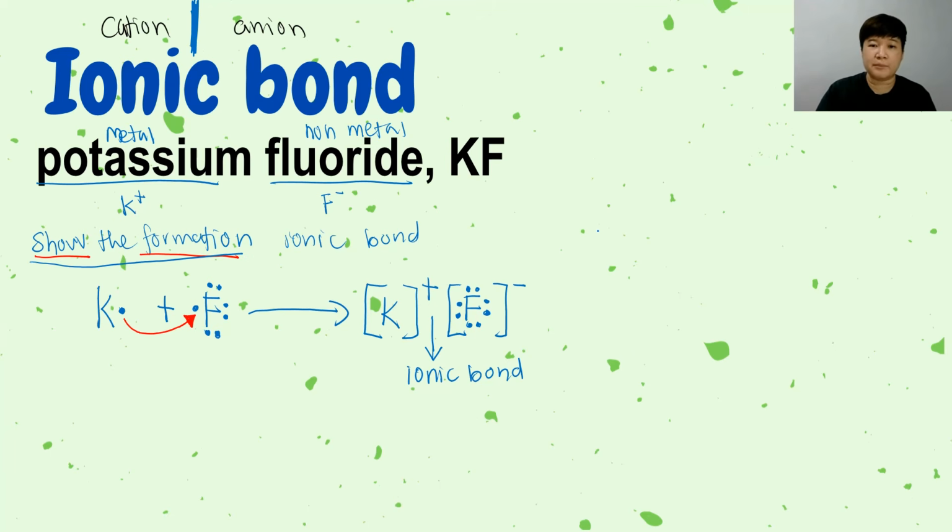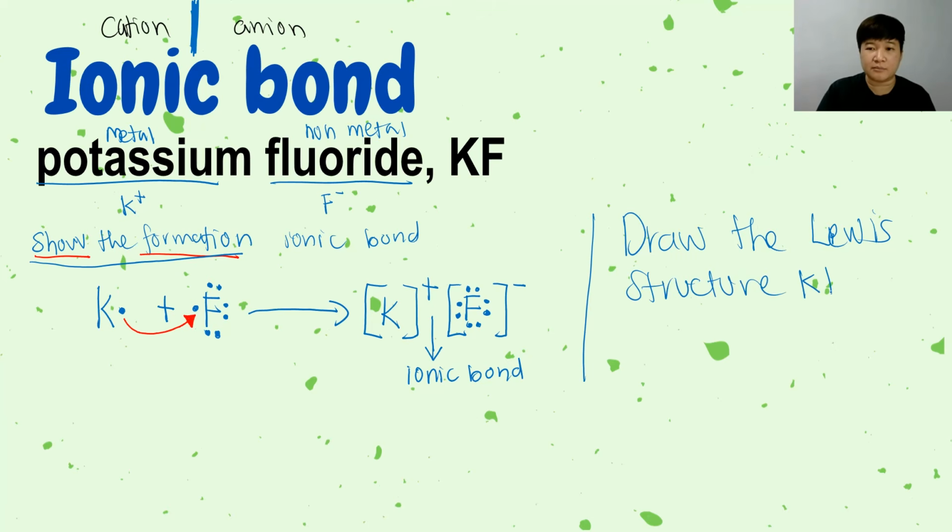What happens if the question says only draw the Lewis structure? If the question only asks for the Lewis structure of the potassium fluoride without asking for the formation, what would be the answer? Then your answer would be as simple as just the product. Your answer will be just the product. So same thing. You're just going to have the Lewis structure product.